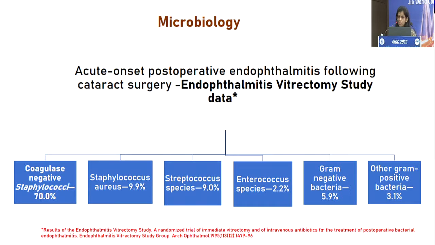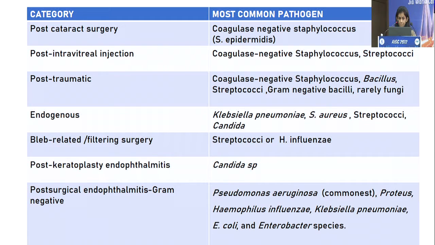So the microbiology is very important. Acute postoperative endophthalmitis following cataract surgery is most commonly caused by coagulase negative staphylococci in around 70% of the cases. Staphylococcus aureus is causative in around 10% of the cases. Streptococci around 9%. Gram-negative bacteria in around 6% cases, and other gram-positive bacteria and enterococcus account for the least amount of cases. This data was supported by the EVS study.